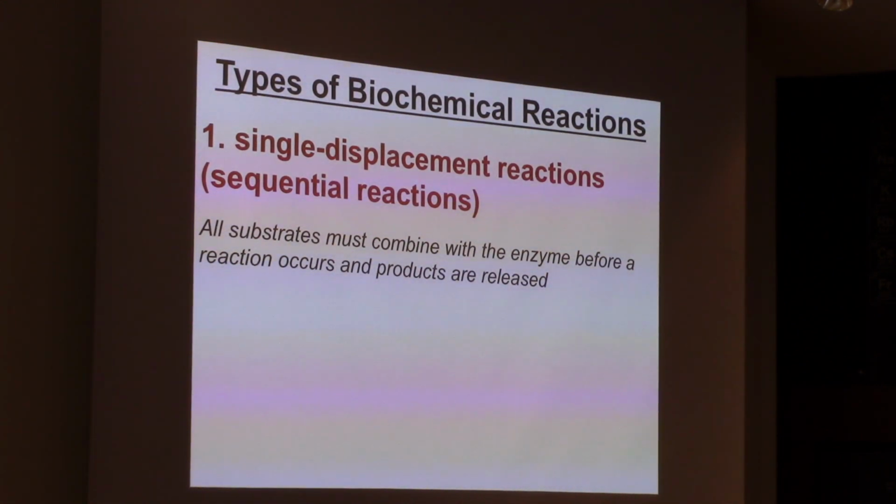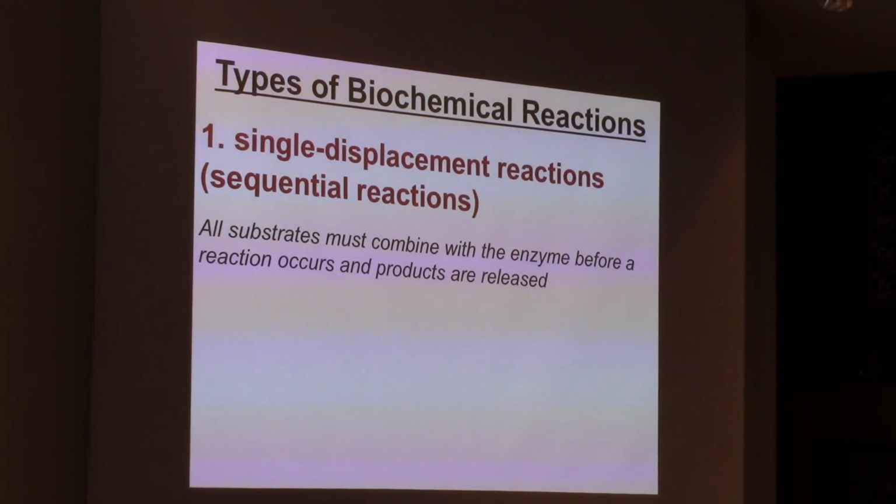So single displacement reactions occur when all of the substrates come in and bind to the enzyme first, before any chemistry happens. Nothing happens until all the people arrive at the party. The party can't start until everybody gets there. Everybody has to be present before anything can happen. Then the reaction occurs and the products are released. That's the way this happens.